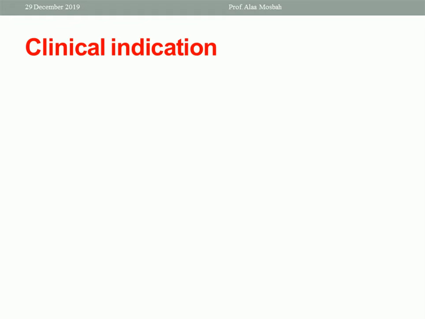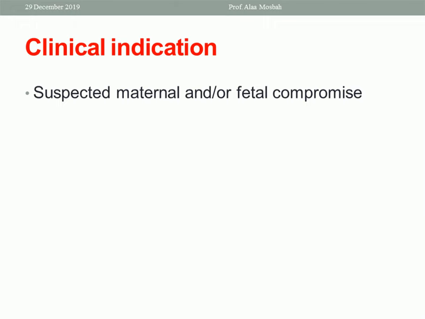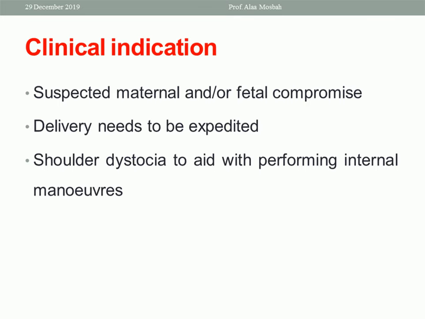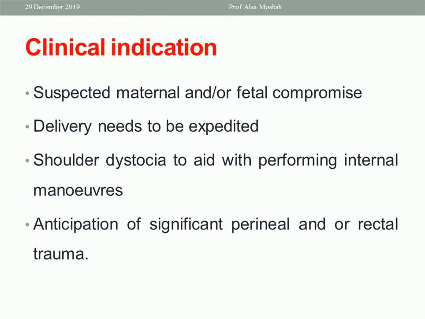What is the clinical indication? Suspected maternal and or fetal compromise, delivery needs to be expedited, to be in a hurry. Shoulder dystocia to aid with performing internal maneuvers, anticipation of significant perineal and or rectal trauma, and I want to focus on these indications. I want to shorten the second stage of labor, for example, for many indications, so I may need episiotomy.